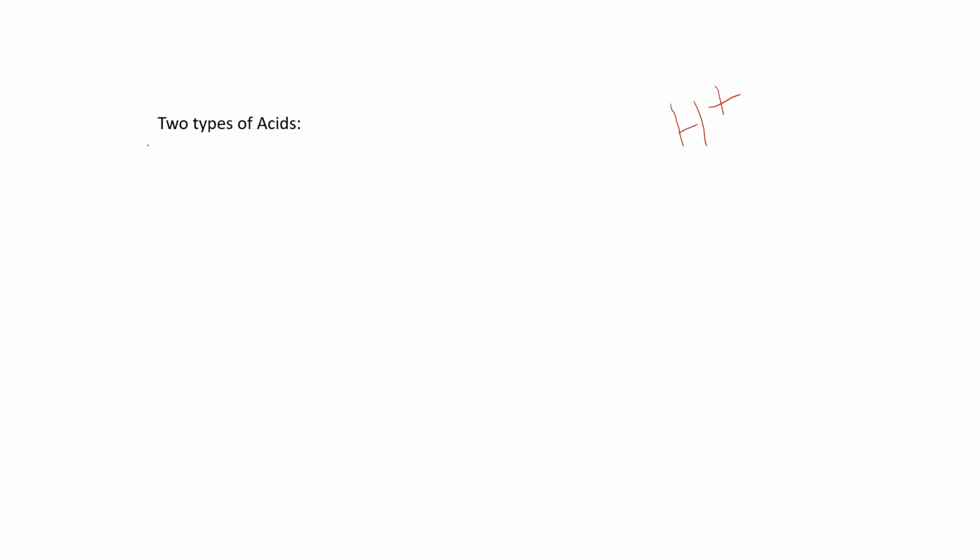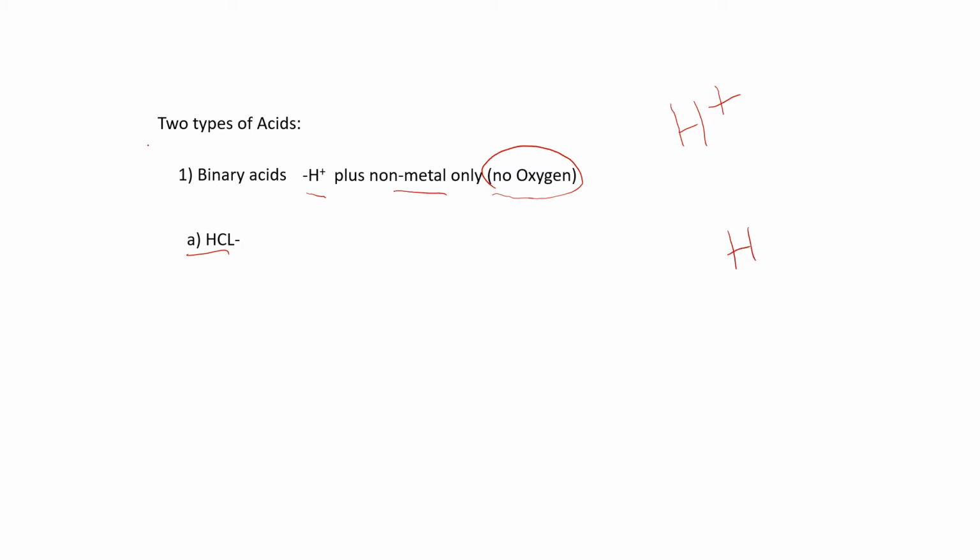There's two types we're going to deal with. The first one is a binary acid. Binary means two, and basically that means H+ plus a nonmetal. One thing about it is that there's no oxygen for these binary acids. One that we're familiar with is HCl. Basically, that's H+ and Cl-. So chloride has a negative one charge, hydrogen has a positive one charge, and it's a 1-to-1 ratio.